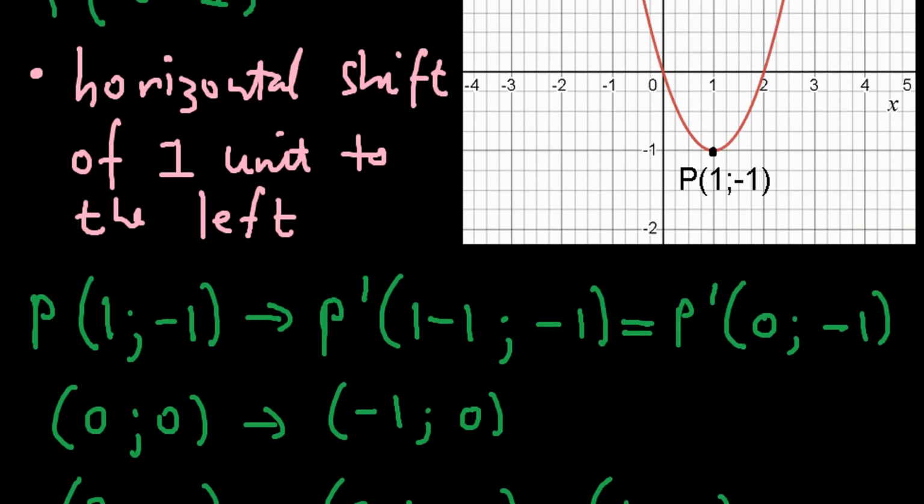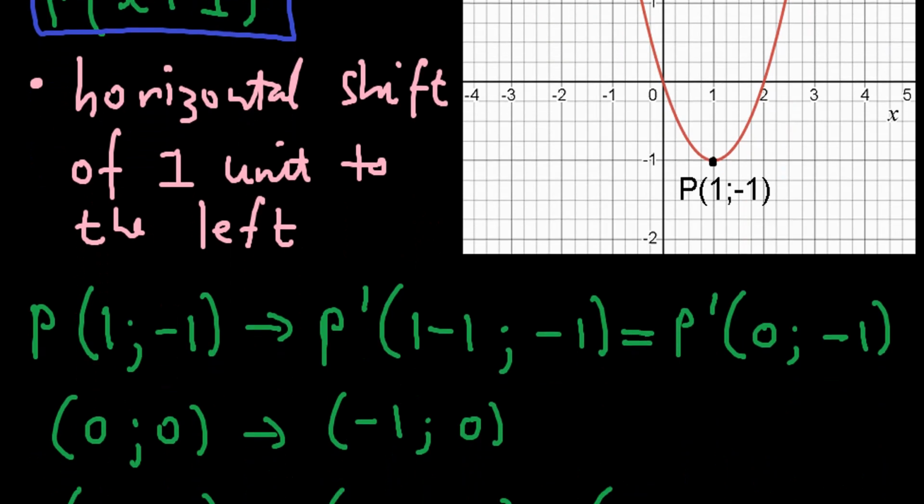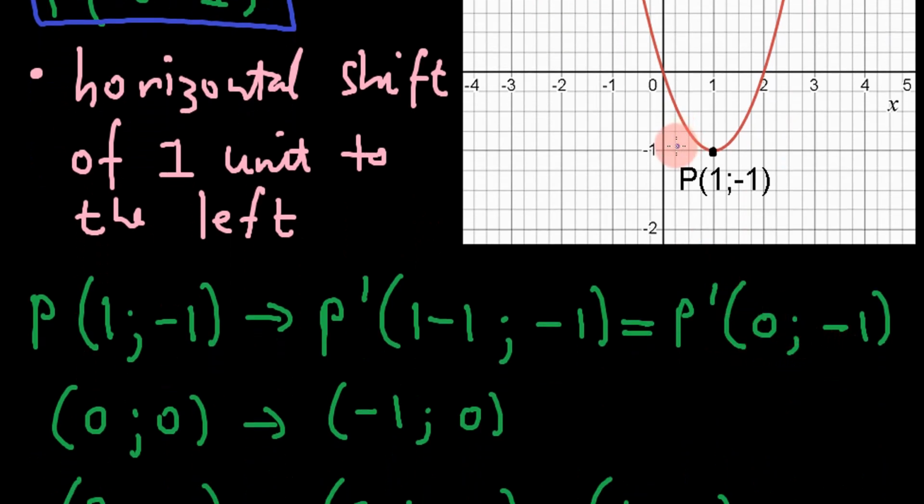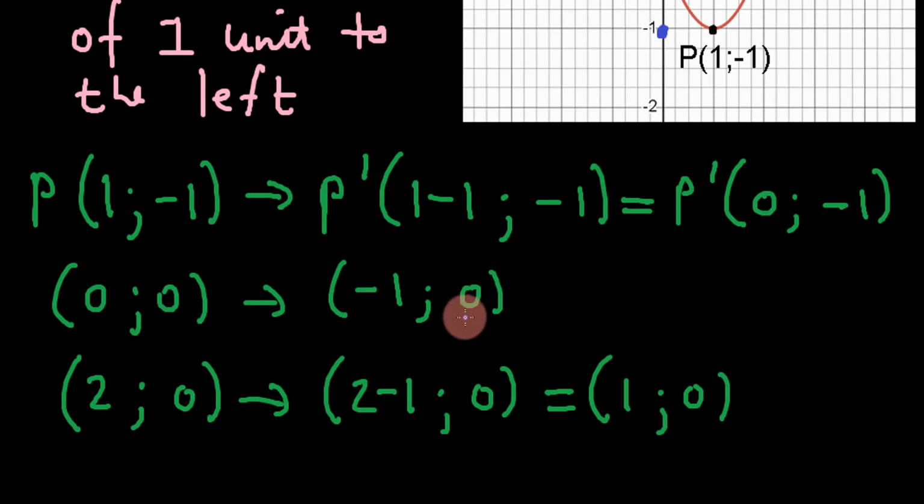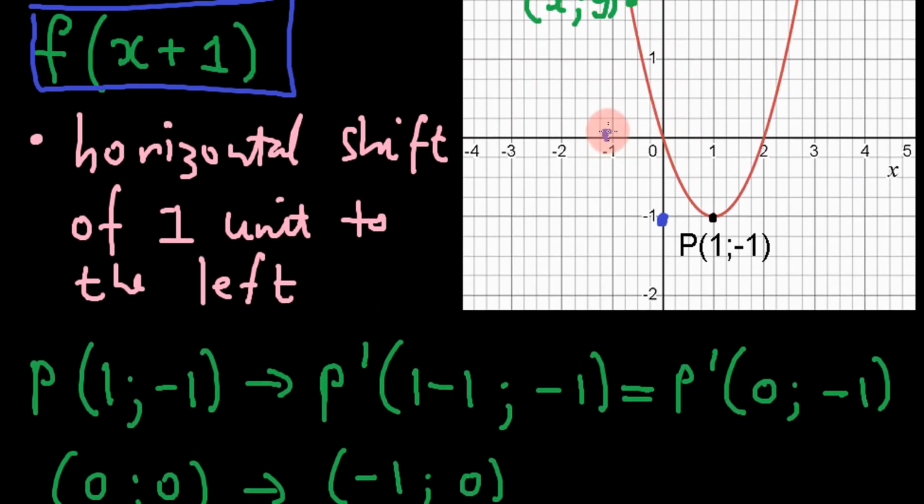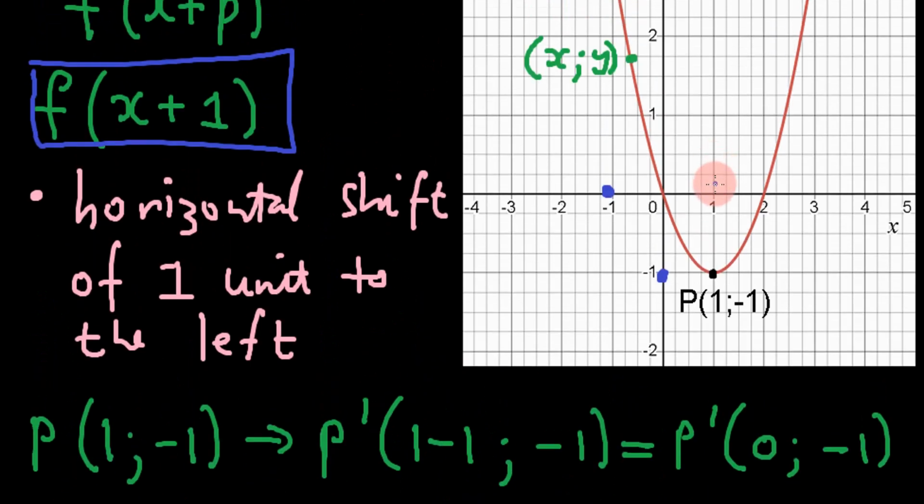And now we can draw this translation, f of x plus 1. The turning point will be 0, negative 1. Then the x-intercept of 0, 0 will now be at negative 1, 0. And we have another intercept at 1, 0. So just connecting these points, the blue graph here will be the graph of f of x plus 1. And we can see that the original graph of f of x has shifted 1 unit to the left.